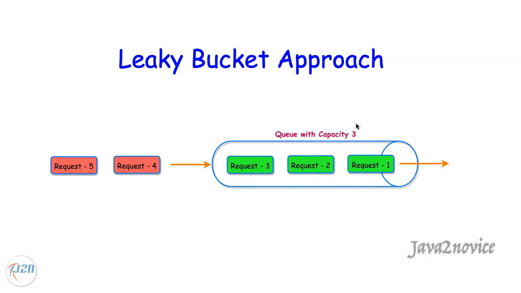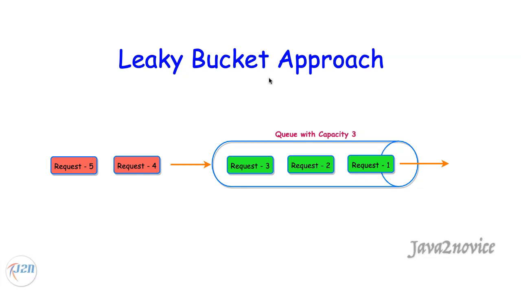Since our queue capacity is 3 here, it can only accommodate the first 3 incoming requests. It will discard the rest of the 2 requests here. The requests in the queue will be processed one by one at regular intervals. Once the queue has some free slots, it will start accepting the user's incoming requests again.